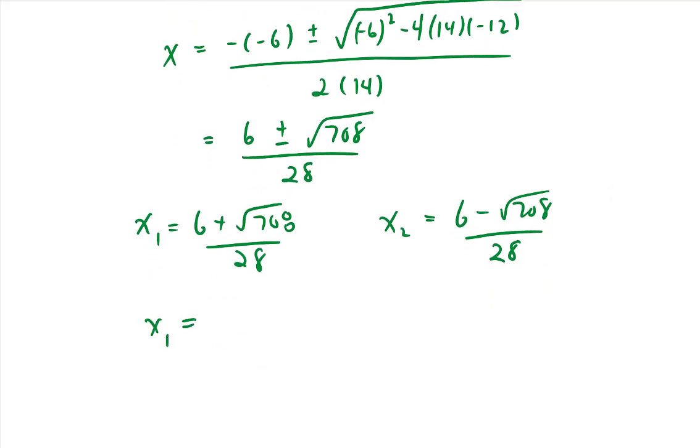Next, we're going to use our calculator since 708 is not a square number. So we end up with approximately 1.16 for our first zero. And try this yourself and see if you can get the same number. And then for our second zero, we get approximately 0.74. So again, we have a quadratic with two zeros, but these ones we would not be able to determine by factoring the equation above.